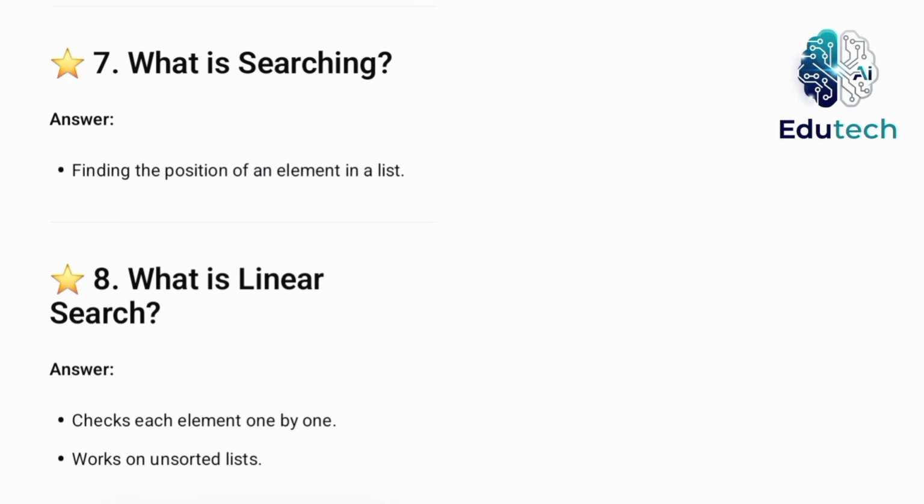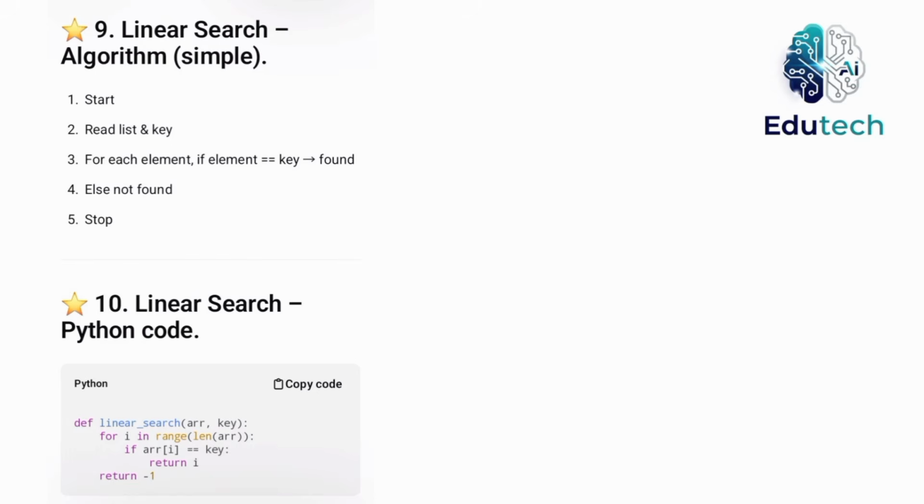What is searching? Finding the position of an element in a list. What is linear search? Checks each element one by one, works on unsorted lists. The algorithm of linear search: start, read list and key. For each element, if element is equal to key, it is found. Else not found, stop.